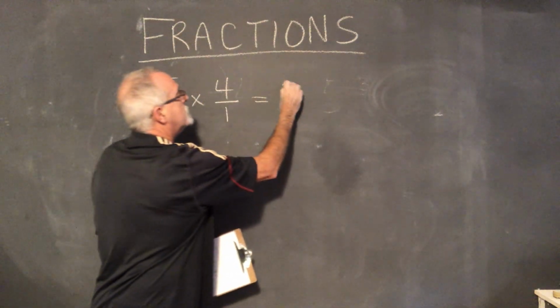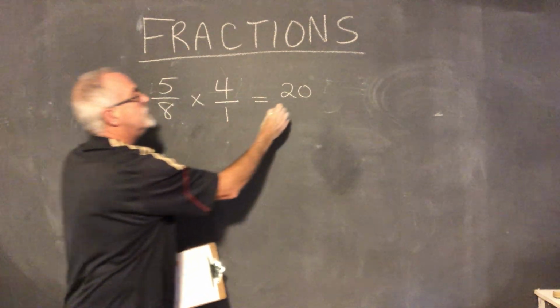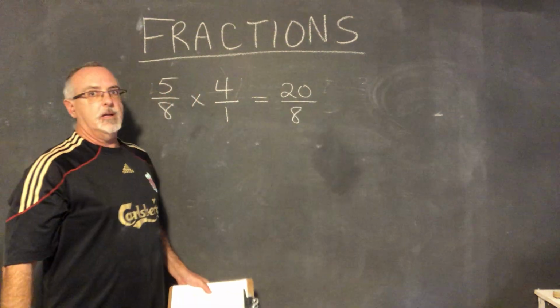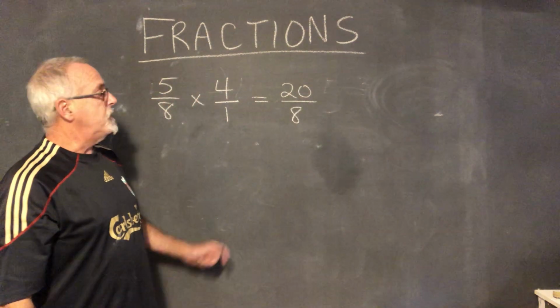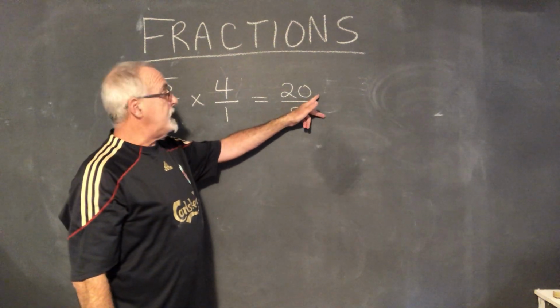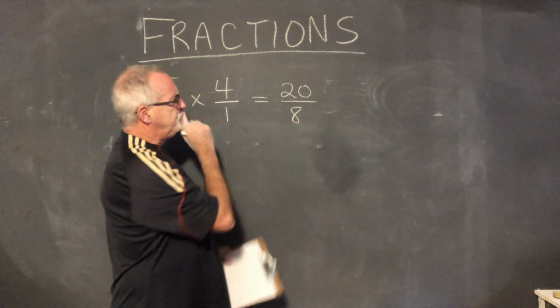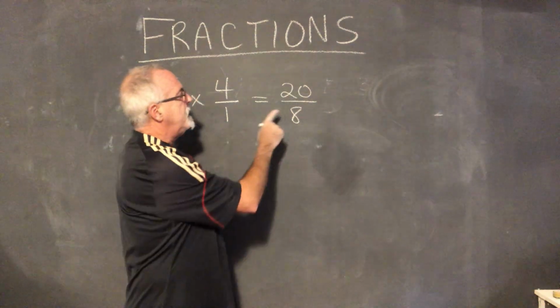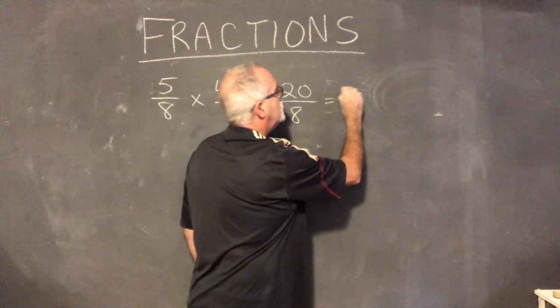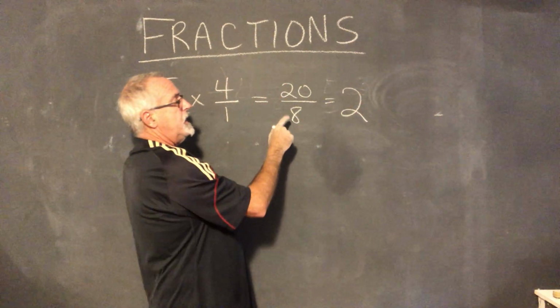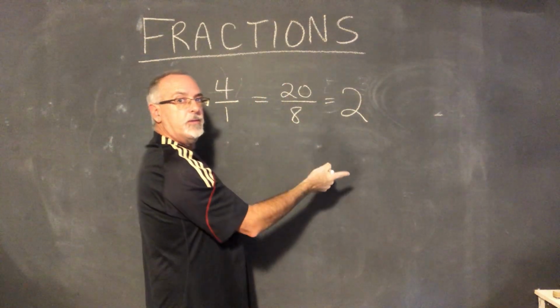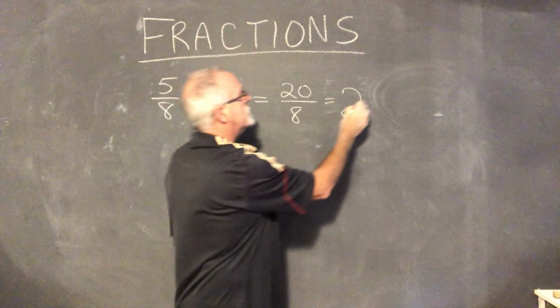5 times 4 is equal to 20. 8 times 1 is equal to 8. There's not much left to do here, but there is still some left to do. We can both reduce this and convert it into a mixed number. So let's do the mixed number thing first. 8 fits into 20 two times. 8 times 2 is 16, so there will be 4 left over. We have a remainder of 4. 20 minus 16 is 4.